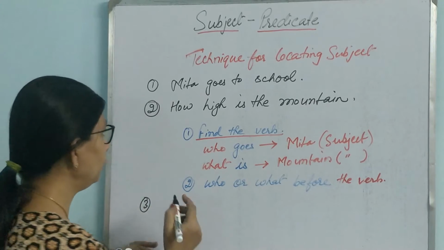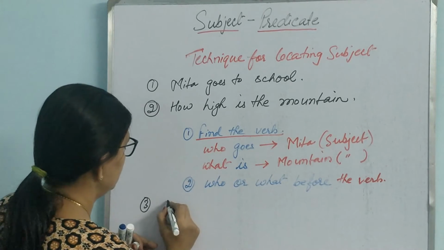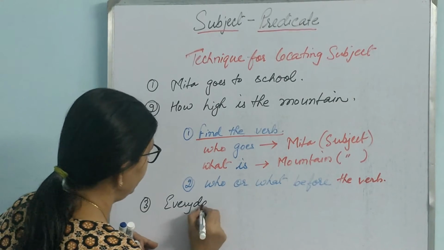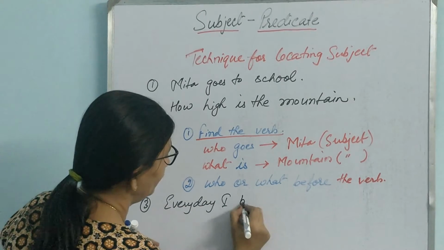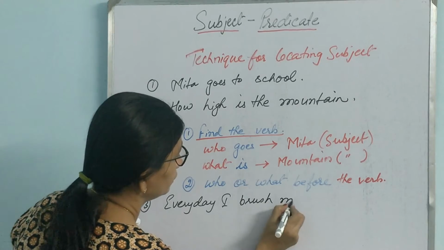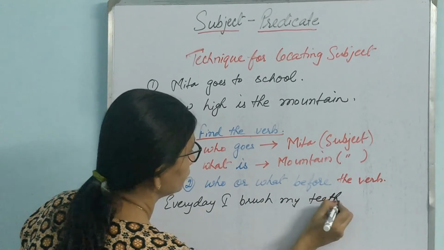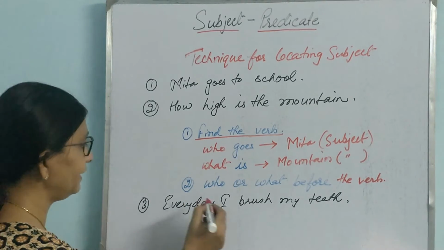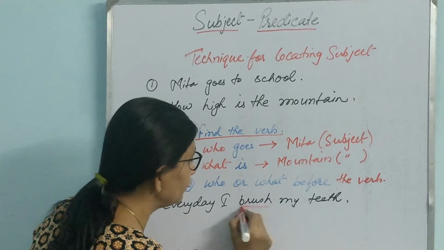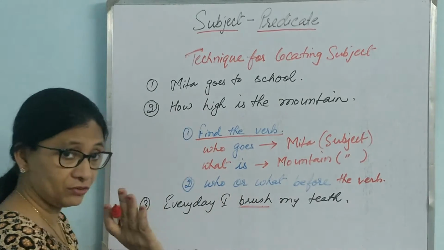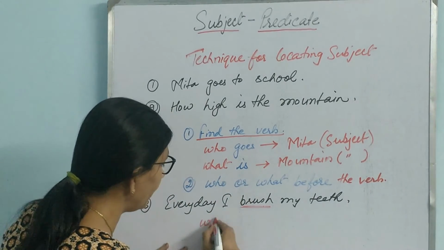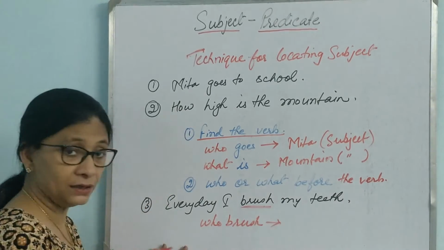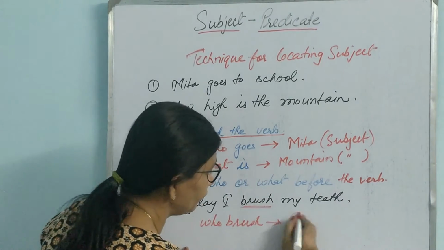How beautiful you look. Every day I brush my teeth. Okay, so quickly, what is the verb in this sentence? I brush. Brush is the verb, isn't it? Now, I will put who before it: who brush? So, what will be the answer? Who brush? I brush. The answer will be I.